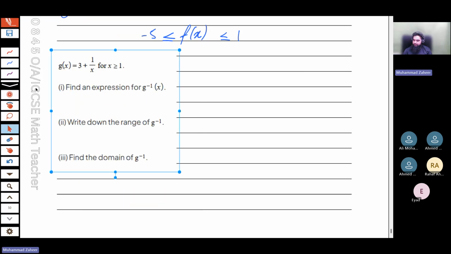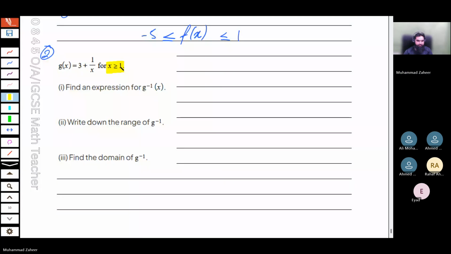Now we have the next question. It says that we have g of x equals 3 plus 1 by x for all values of x greater than or equal to 1. So look here, the domain is given. The examiner gives you the domain. Now he says to find an expression for g inverse of x. First of all, we have to find the inverse. So let's see how to find it.